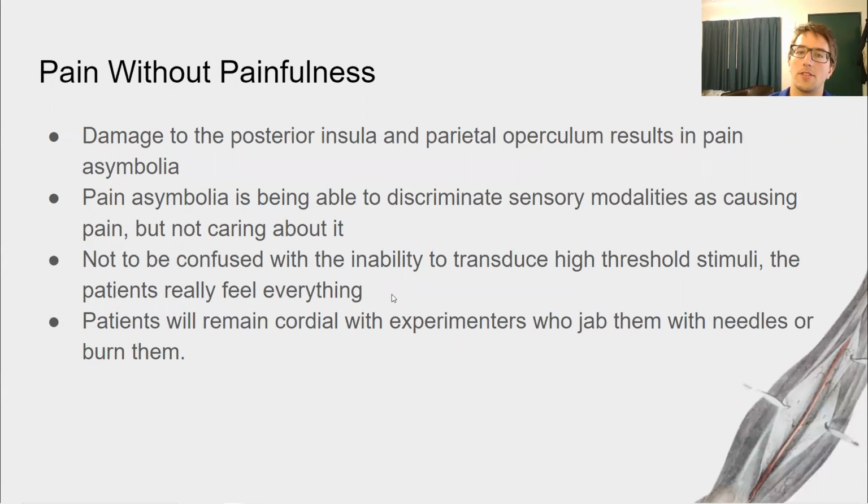This can be caused by damage to the posterior insula or the parietal operculum, which results in pain asymbolia. The disorder is characterized by being able to discriminate sensory modalities that cause pain or normally cause pain, but not being able to care about the pain.